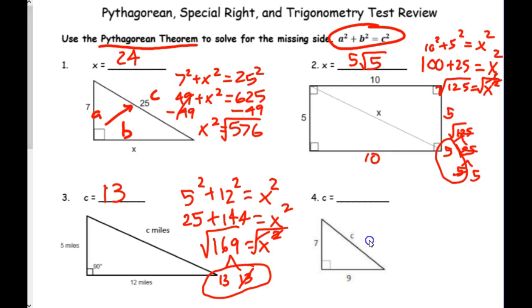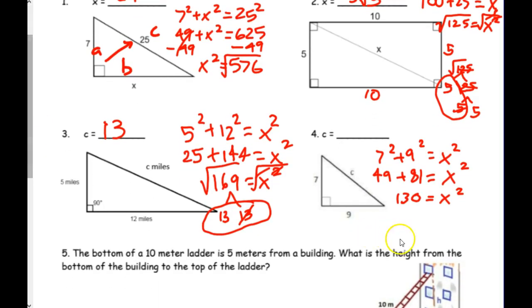Okay? So, number 4, 7, 9, and x. Kind of like number 3, those are both my legs, so 7 squared plus 9 squared equals x squared. So we got 49 plus 81 equals x squared. That leaves us with 130 equals x squared. And then once again, we're going to need to do the square root. Square root of 130, square root of x squared.